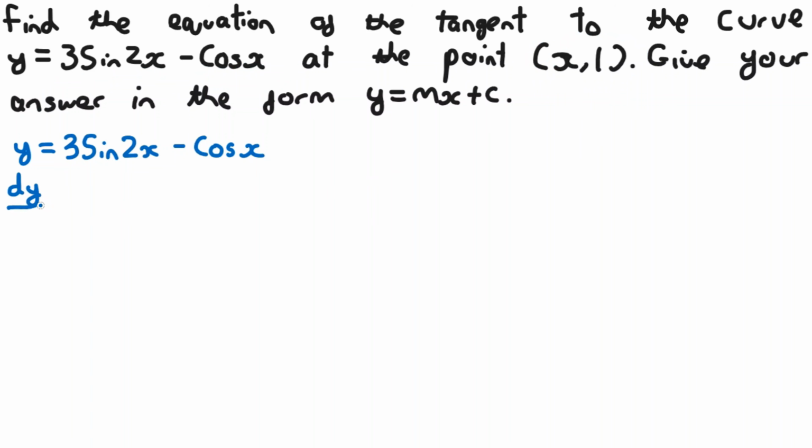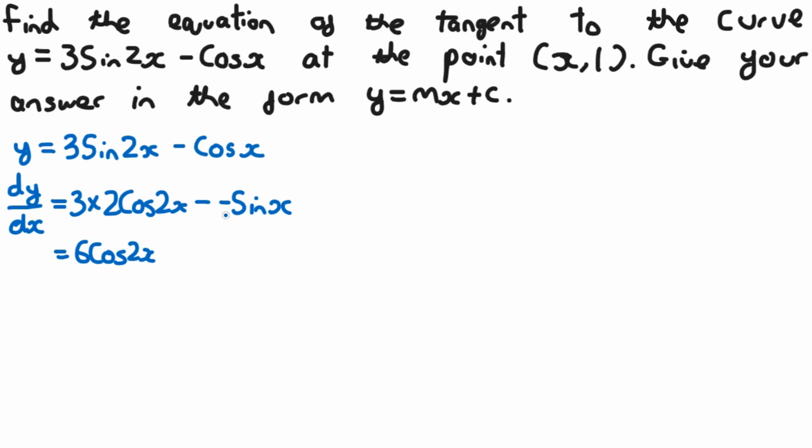So dy over dx is equal to, and we differentiate each term individually. So 3 sin of 2x is going to be 3 multiplied by sin 2x differentiated, remember to bring the 2 to the front, is 2 cos of 2x, minus, and then cos x differentiated is minus sin x, like this here, and then we can simplify this. 3 times 2 is 6 cos of 2x, and then these two minuses cancel out to give plus sin x. So dy over dx is equal to 6 cos of 2x plus sin of x.